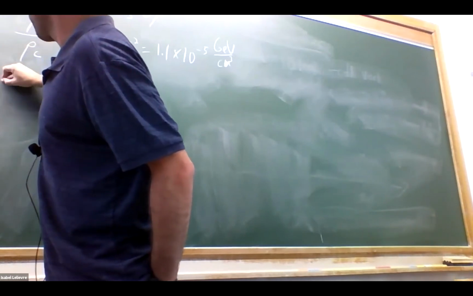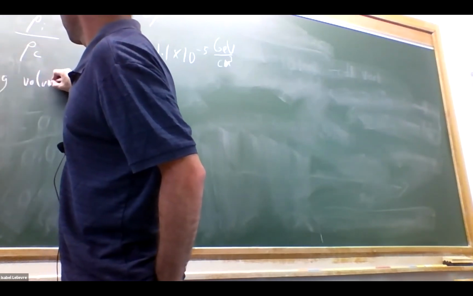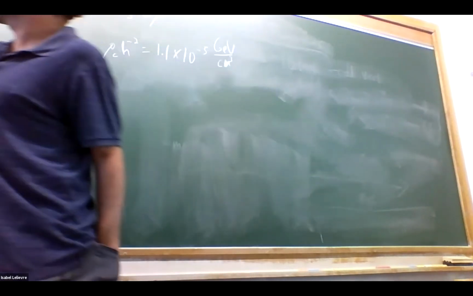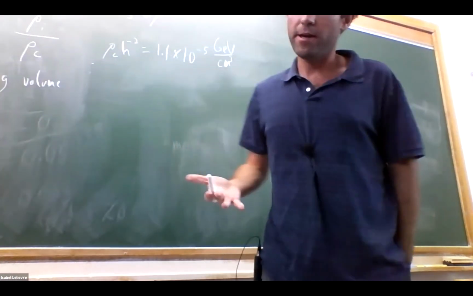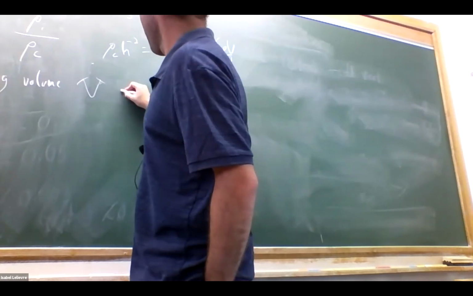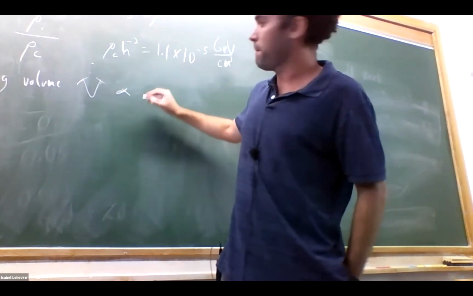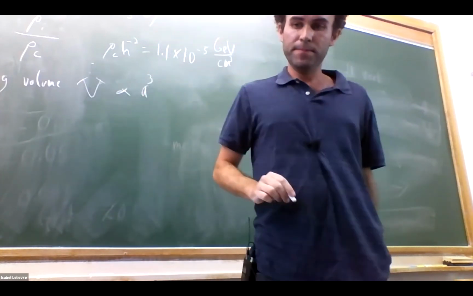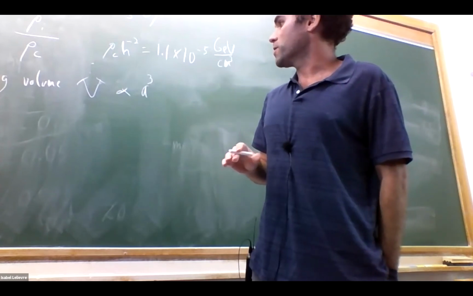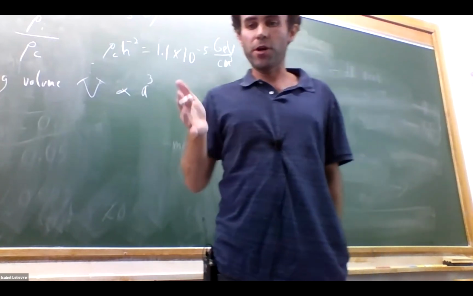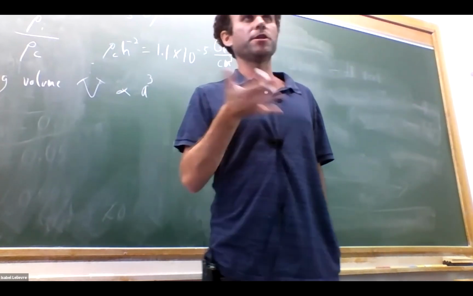So I told you a co-moving coordinate, a co-moving volume will have constant size in terms of R, and that means it scales like a cubed. Okay, and then if you want to, you can just use dimensional analysis to figure out how the different energy densities scale with energy.